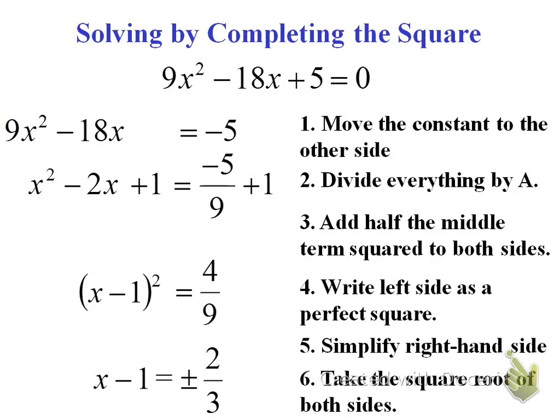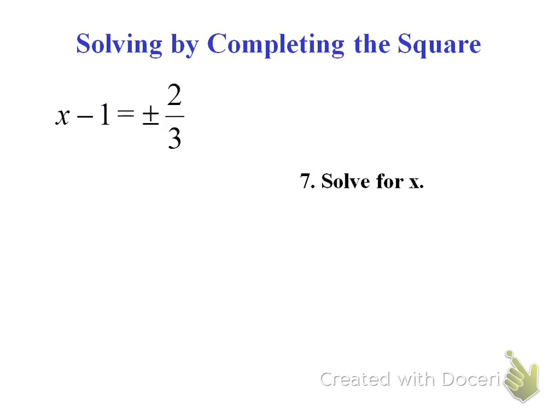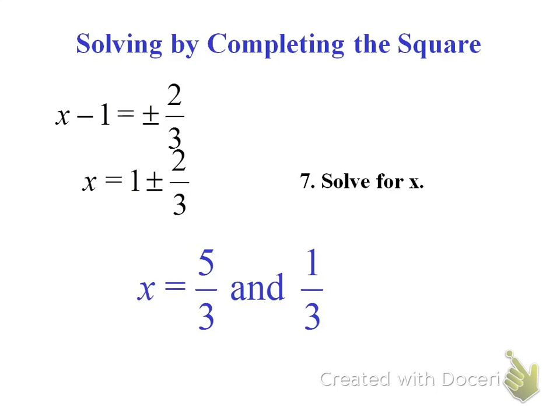Okay? So this is where we left off, right? The next thing we want to do is solve for x. So how would I get x by itself? Add 1 to both sides. So I'd have 1 plus or minus 2/3. When you add them, you get 5/3. When you subtract them, you get 1/3. So that is the whole long process all put together. Question?